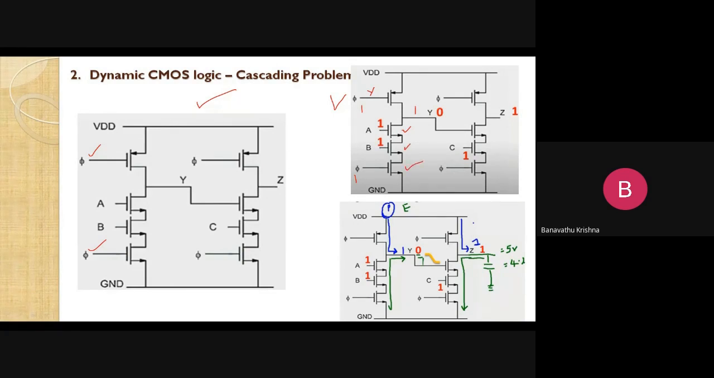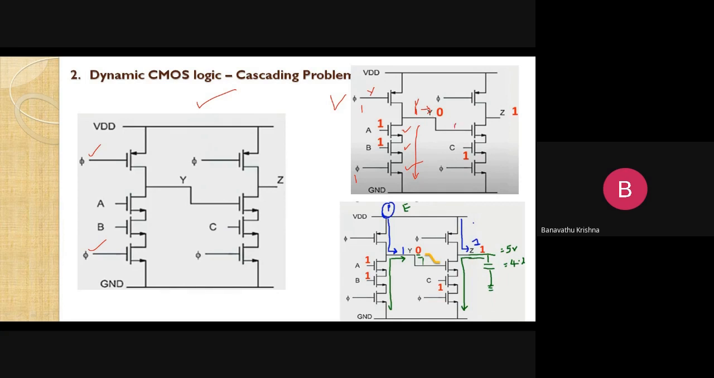Previously the output response was 1, and this output response changes to 0, because A, B, and the enhancement mode device are given logic 1 as input. So the output changes from logic 1 to logic 0. But there is some problem here that I want to discuss also.